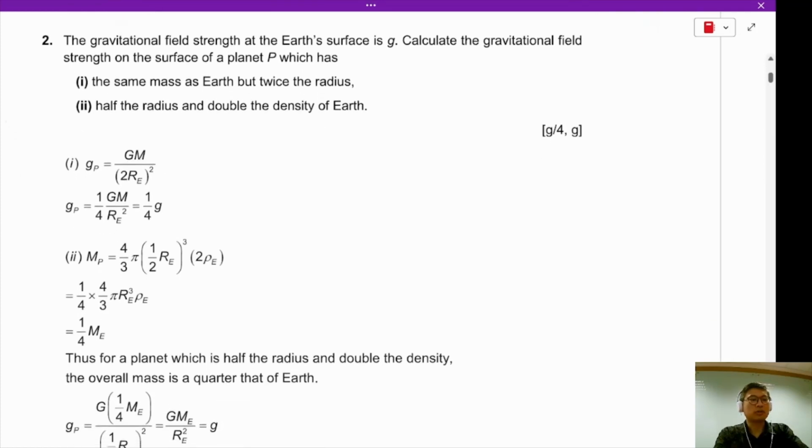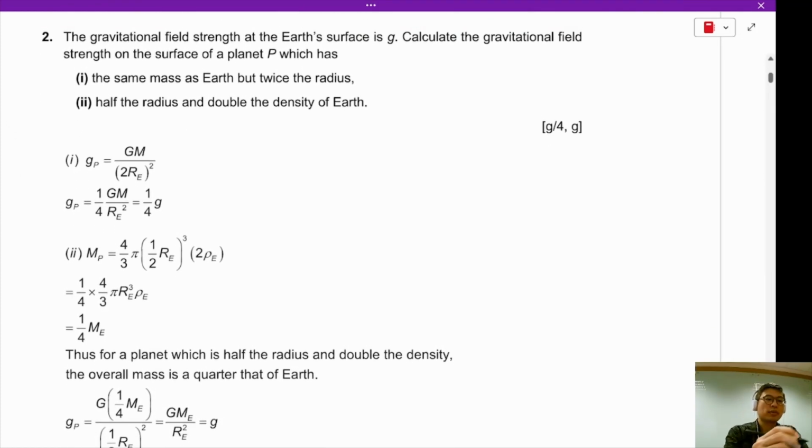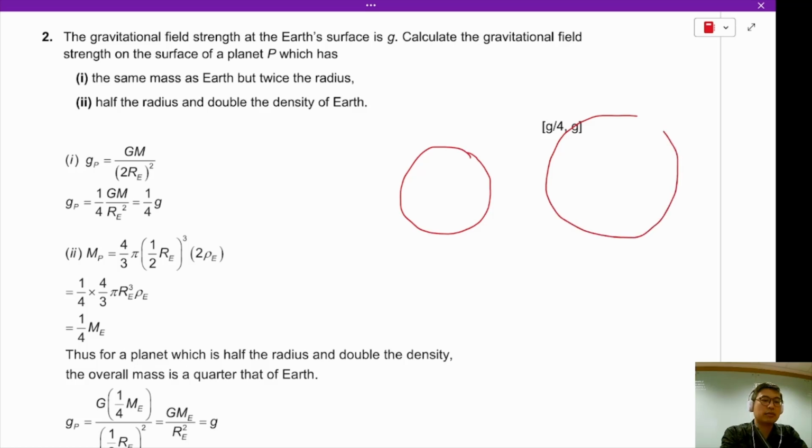Now let's take a look at question 2. The gravitational field strength at the Earth's surface is g. Calculate the gravitational field strength on the surface of a planet which has the same mass as Earth but twice the radius, and a planet with half the radius and double the density of Earth. So let's take a look at the first example. Here is the mass of the Earth, and here is the radius of the Earth. So the gravitational field strength in this case will be GMe over Re squared. And basically this is what g is equal to.